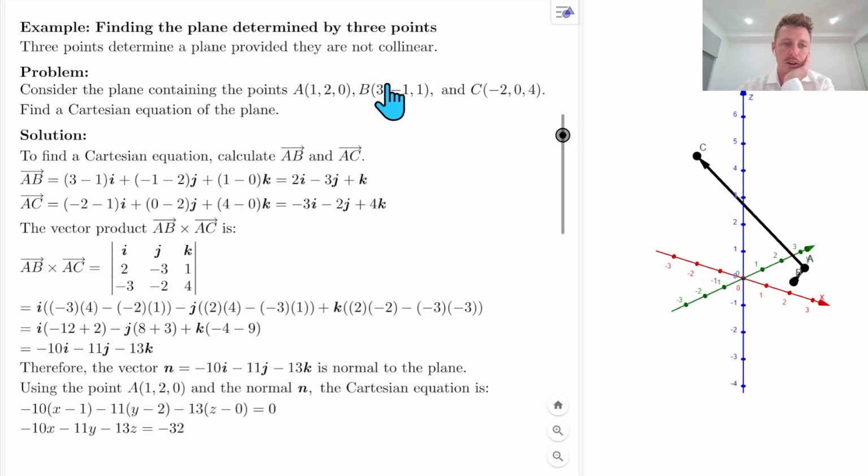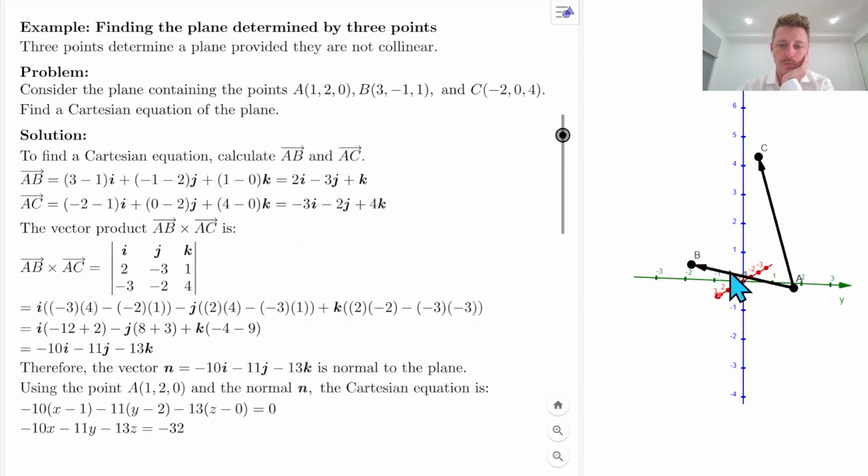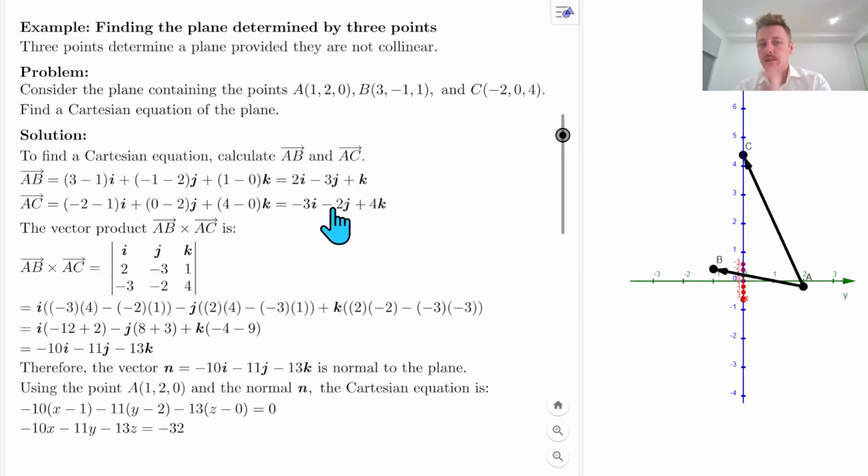So you would take 3 minus 1 i, minus 1 minus 2 j, 1 minus 0 k. So we know that the vector AB is 2i minus 3j plus k. That's this vector here. Similarly we do the same thing with AC. AC is minus 3i minus 2j plus 4k.